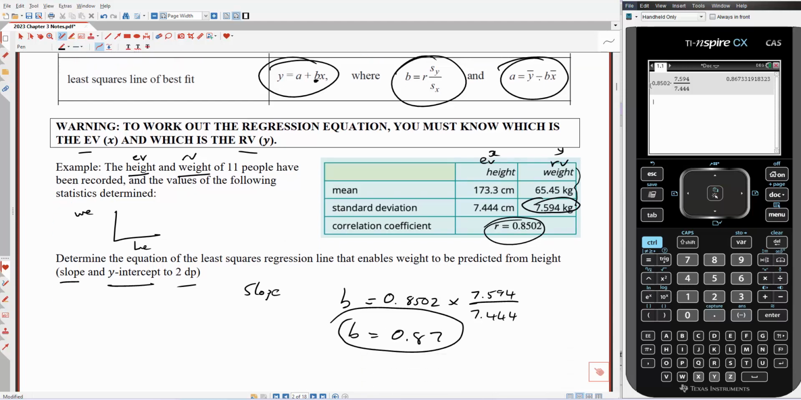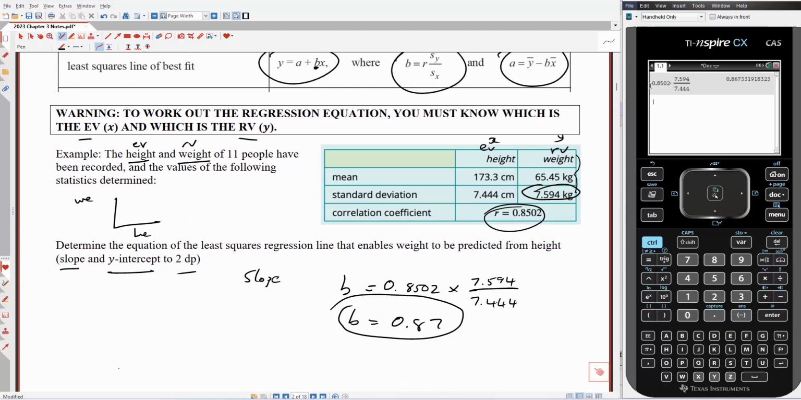All right, so now we're going to get our A value here, and so this is our y-intercept. So A is equal to Y bar, which is the mean of the Y values. We can see that the mean of the Y values is 65.45. Take away the B value that we just found, so it's 0.87 multiplied by X bar, which is the mean of the X values, 173.3. So we're just going to go over to the CAS and work this out.